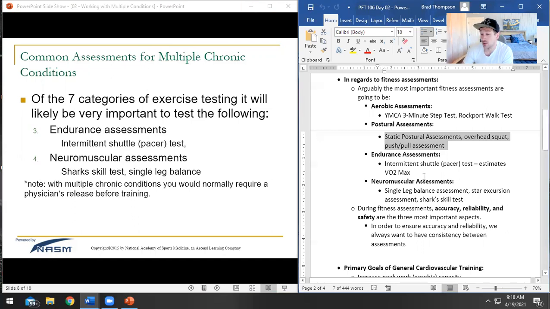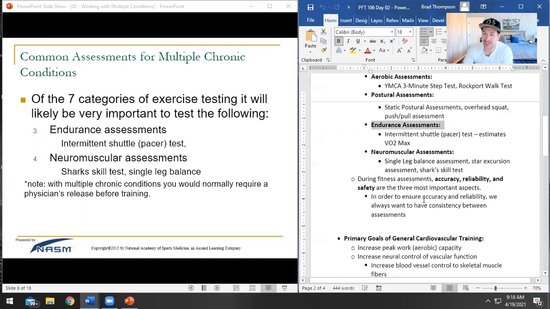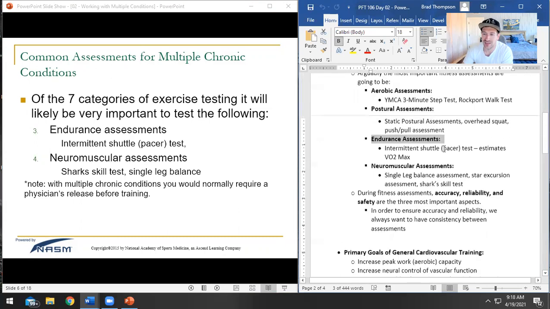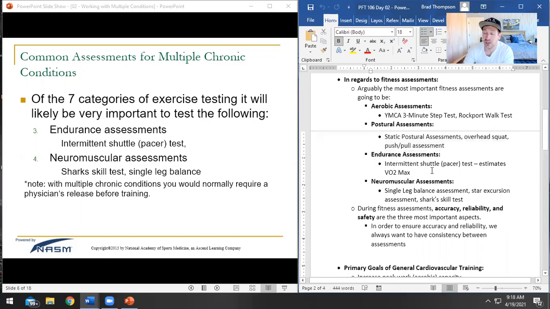We're also going to see endurance assessments. This is another one, right? Endurance assessments, which are a little bit more of the more intense version of cardiovascular assessments. Now, a lot of clients, you actually won't be doing endurance assessments because they're pretty intense, especially if your client has a lot of comorbidities, right? But the intermittent shuttle test, the pacer test, this is a really kind of a fun one.